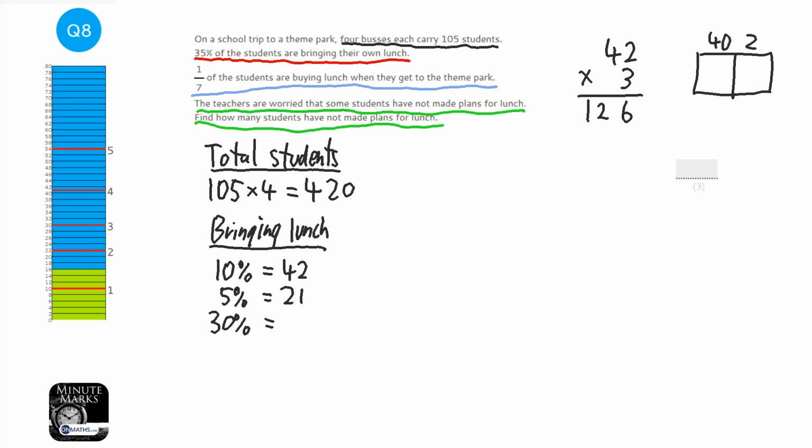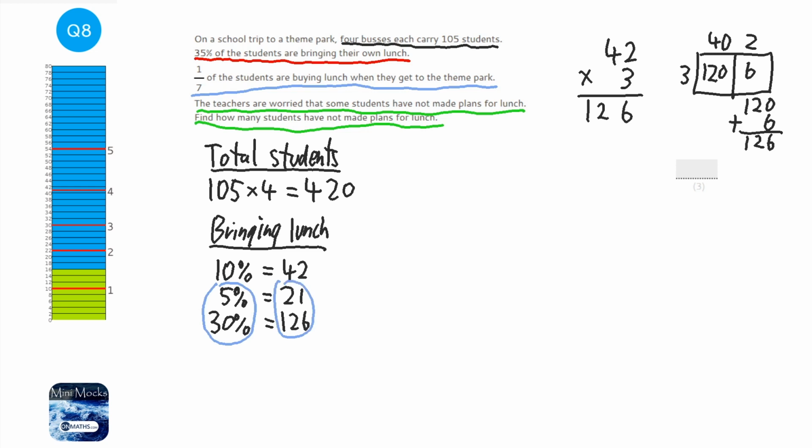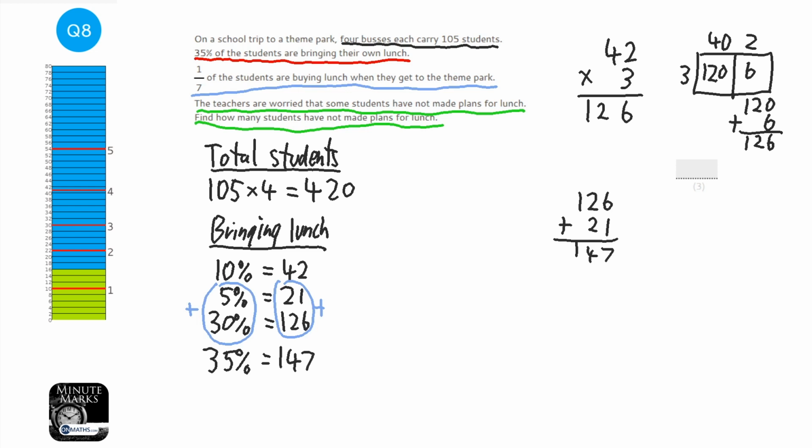So 40 and 2 and 3. Obviously, if it's on the calculator paper, you can obviously just use a calculator. But either way, you get 126. So it's going to be 126. Now 35 would be these two added together, because 5 plus 30 is 35. So 35% is going to be, and I can do a bit of working out here, so 126 plus 21, or the other way around, 147. Okay, so 147 students are bringing lunch.